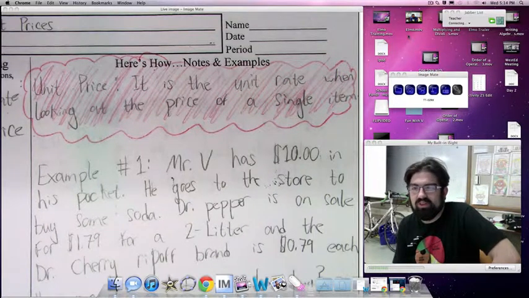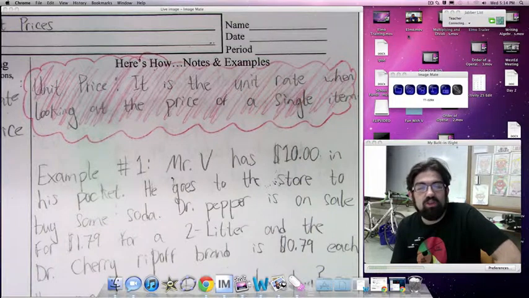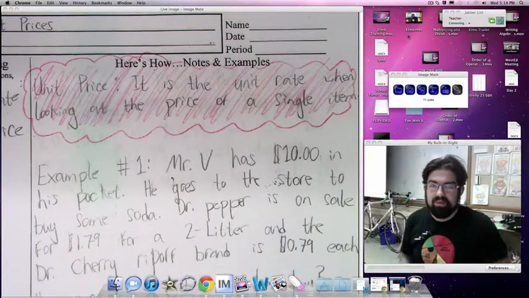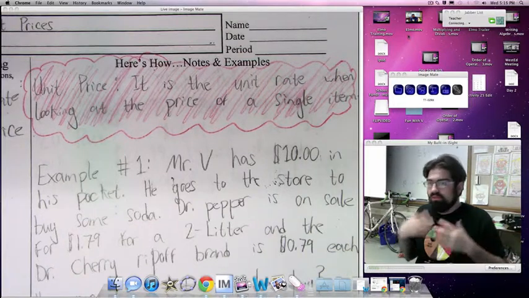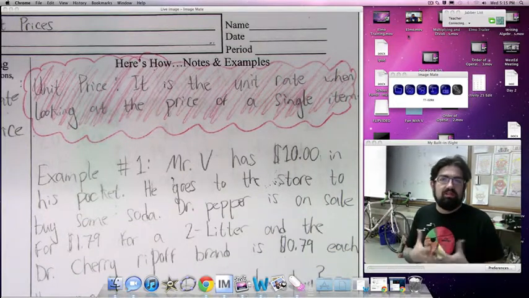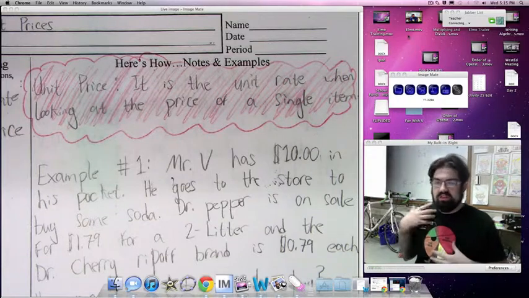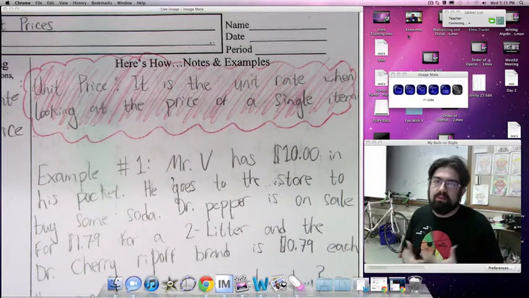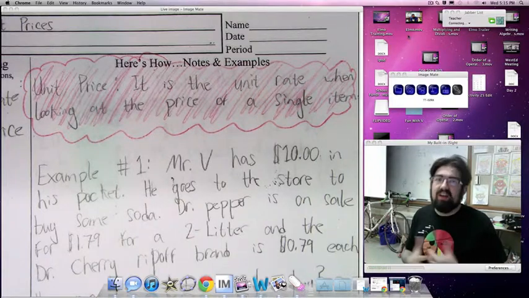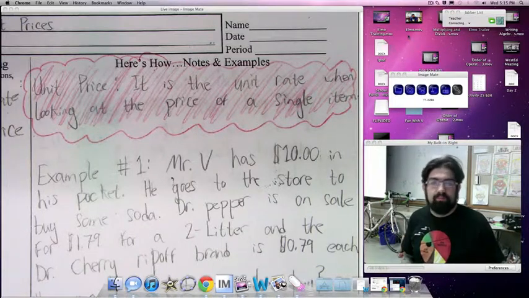Unit price. Okay, well, what is a unit price? It is the unit rate when looking at the price of a single item. It's the unit rate of something compared to money. Like, what's the price of hamburger meat at Safeway per pound? Buying something per pound is a unit rate, which is what you buy, right?